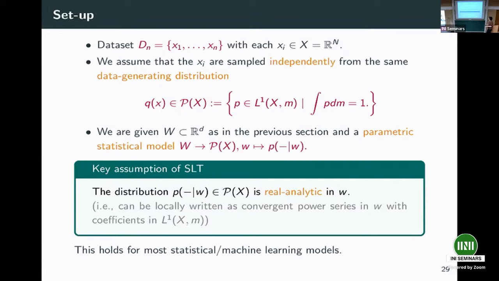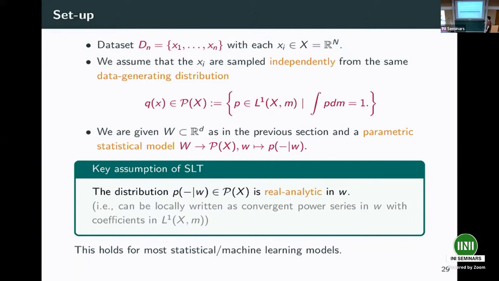So the theory can be adapted to a more general setting on the data side, but Watanabe just treats this because that's what occurs in applications. And so our data points are just points in some big R^n. And we assume that they are sampled independently from the same data generating distribution.